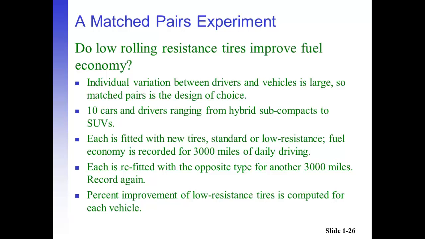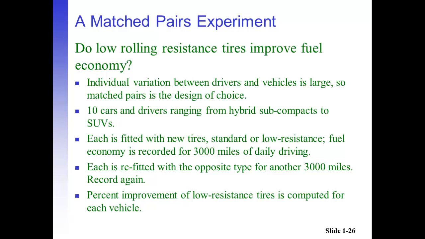Now, some of the vehicles should get standard tires, and some of the vehicles should get low resistance tires for the first round of the experiment. Then the fuel economy could be recorded for, say, 3,000 miles of daily driving. Then, once again, each vehicle would be refitted with the opposite kind of tire they had for the first round of the experiment, and we would record fuel economy again.